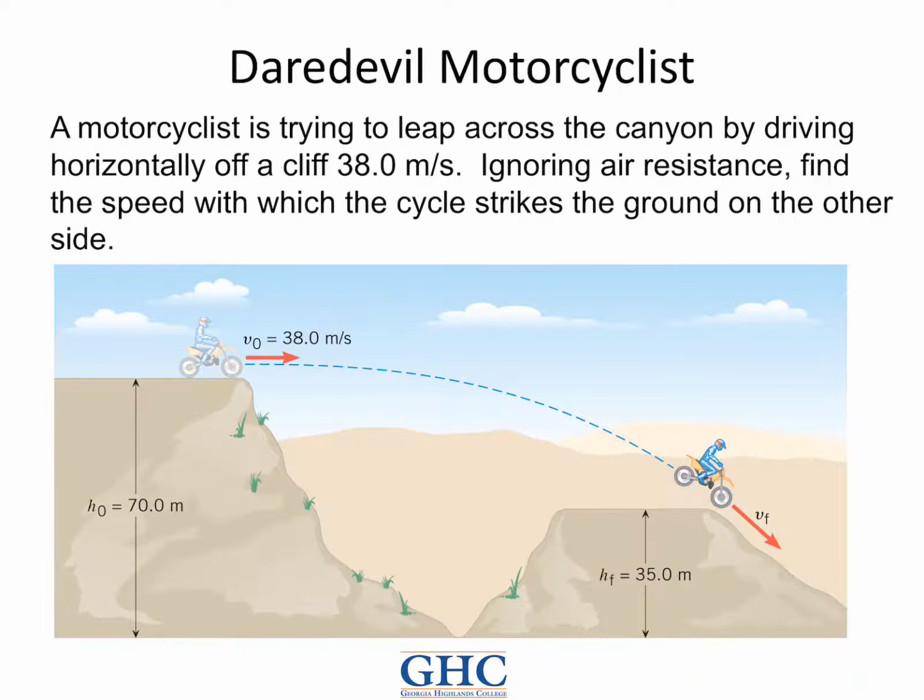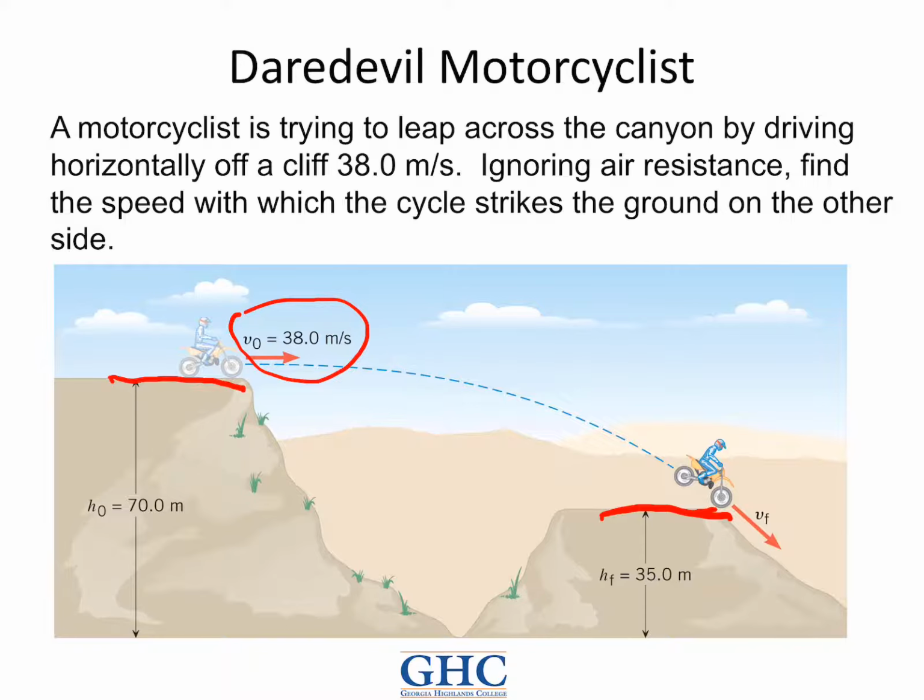So let's do first a quantitative example. You have a motorcycle driving down from a high place to a lower place. We want to find out what's its final velocity down here. So we know its initial height, final height, initial velocity.